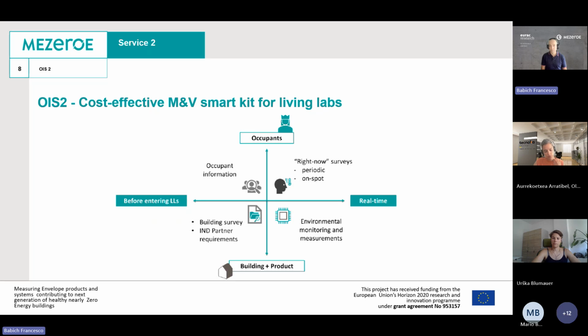Obviously, the main limitation, and you will see that in the presentation later about real buildings, is that as opposed to a lab, here we need to compromise a bit in what we can measure without destroying the building and without creating too much burden to the occupants. In principle, we have to be as little invasive as possible.